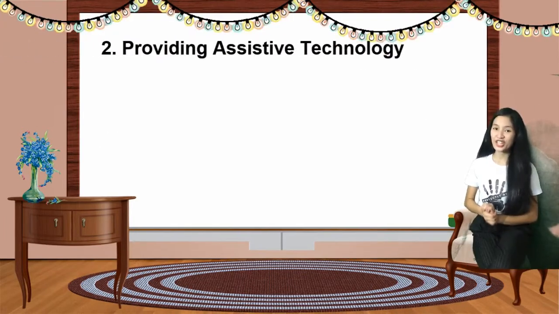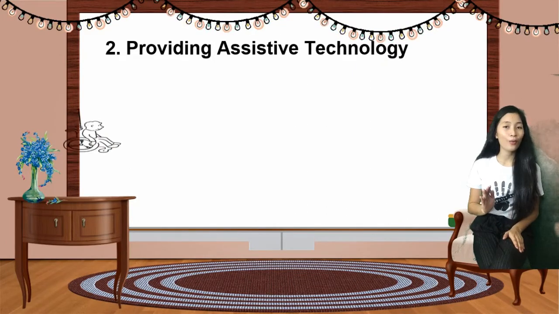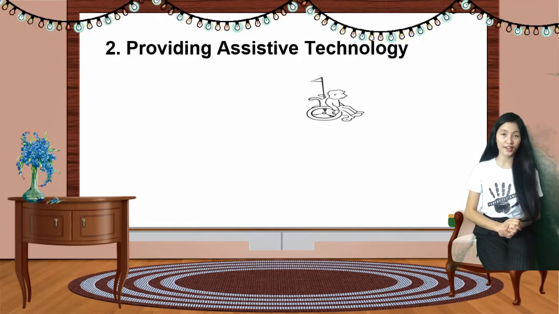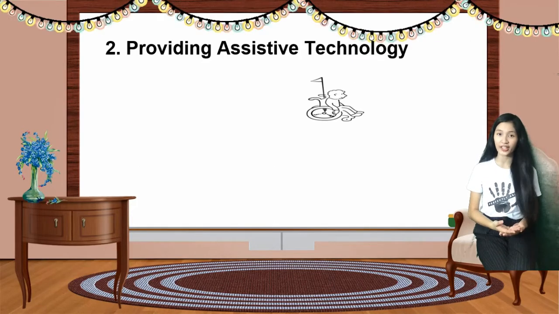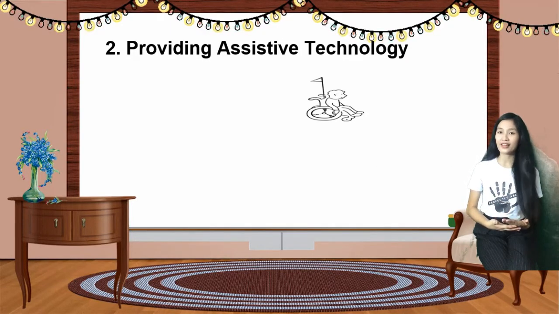The next intervention is to provide assistive technology. By the way, what is assistive technology? Assistive technology refers to a device or any range of tools that allow a student to accomplish a task. It helps the students to be prepared for independent living because the goal of assistive technology is to develop independence in children regardless of their level of impairment.